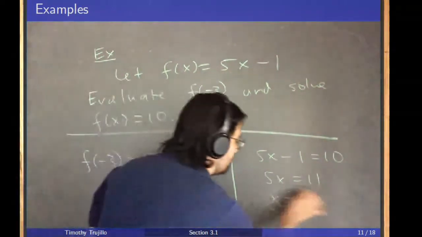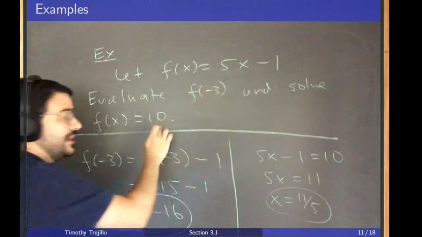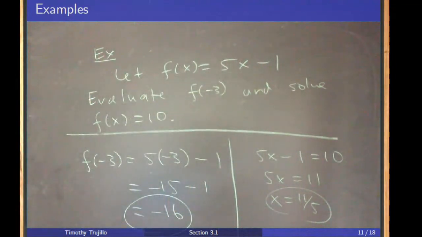And what it means is that if you were to plug in 11 over 5 into this formula, you would get an output of 10. Okay? So that's another variation on a question that you'll see in Edfinity.